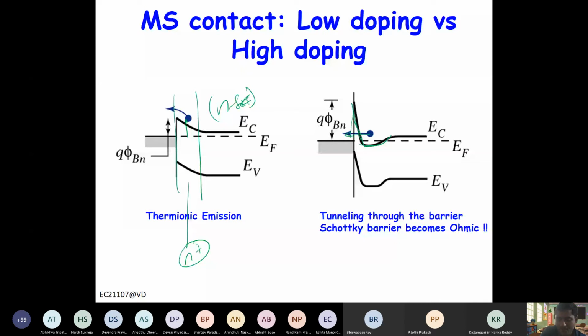Whether you apply forward bias or reverse bias, electrons can move through on both sides, and the mechanism will, of course, be tunneling. That will require very high doping concentration. That way you can make ohmic contact with n-type or p-type. For n-type you will have n plus doping here. For p-type we will have p plus doping at the metal junction. So that will give us an ohmic contact.